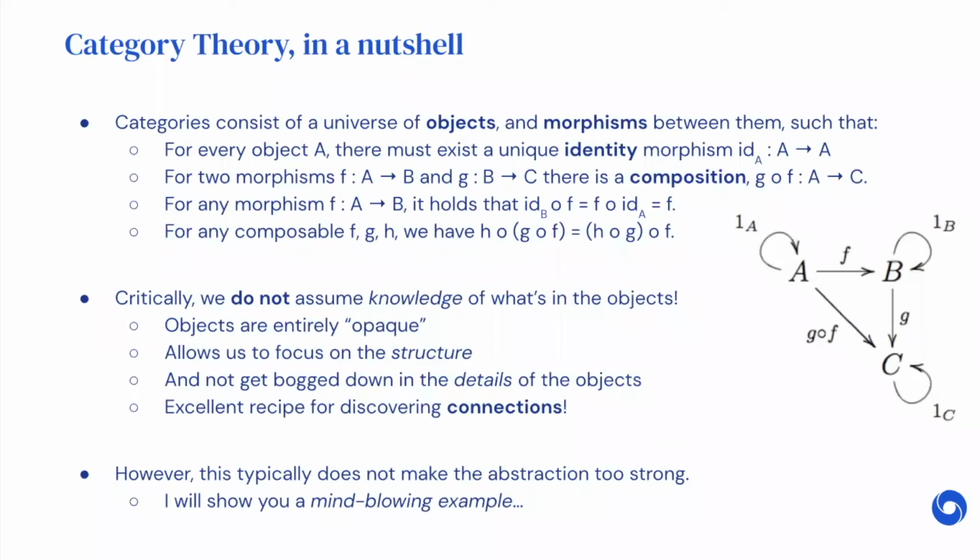And you might be asking yourselves, if we are to drop all that information about what's inside the object, aren't we being too vaguely abstract? Like, are we dropping too much information from the problem? And I'll show you a potentially mind-blowing example, if you've never seen it before, to show that actually this probably does not make the abstraction too strong.